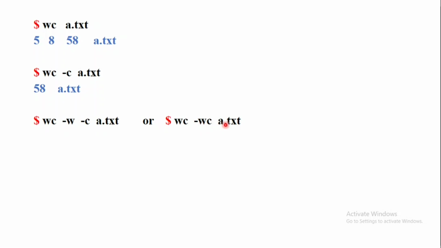So what would be the output of this? This will give the output with respect to the number of words present in the file as well as the number of characters present in the file. So this is what we get, right? The 8 represents the number of words and 58 represents the number of characters.